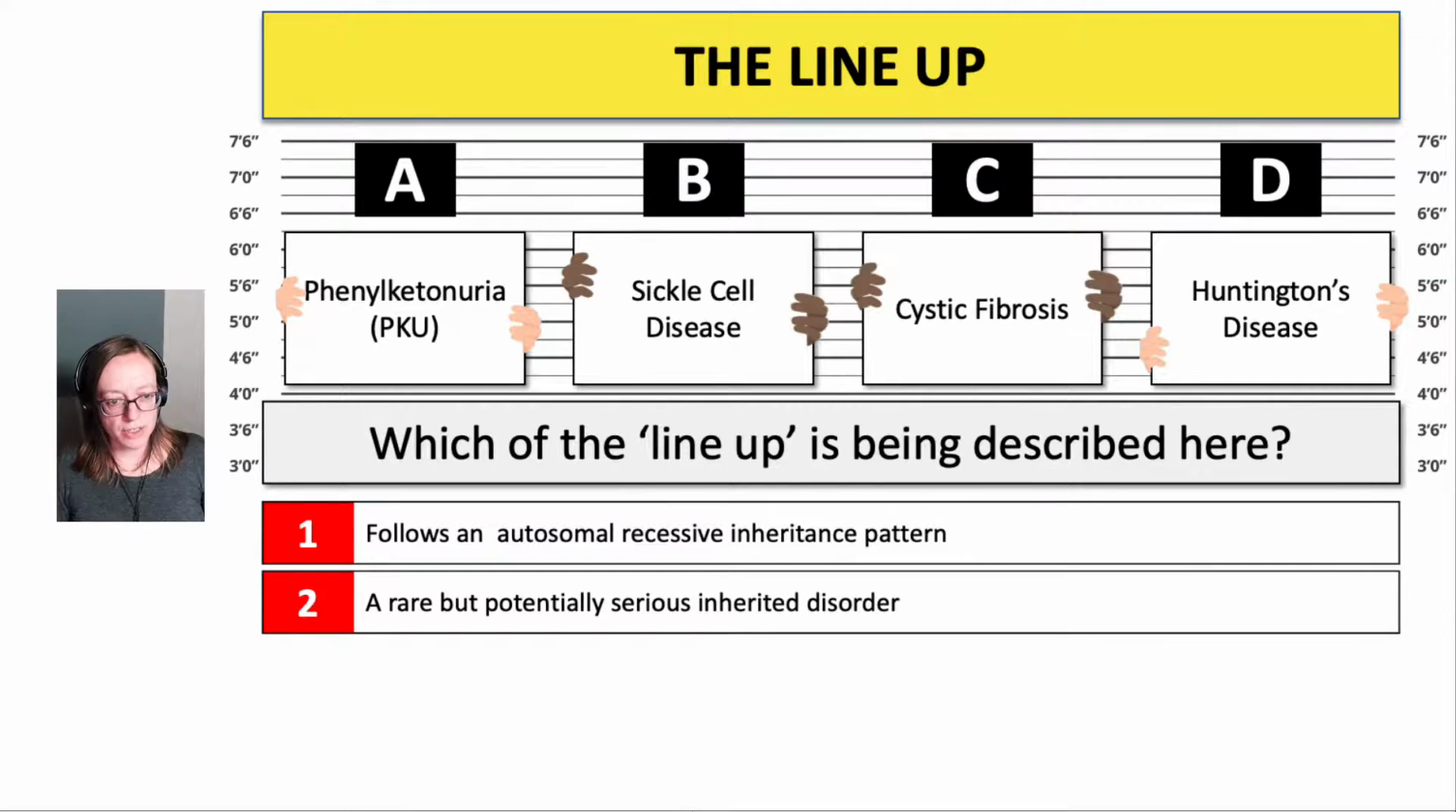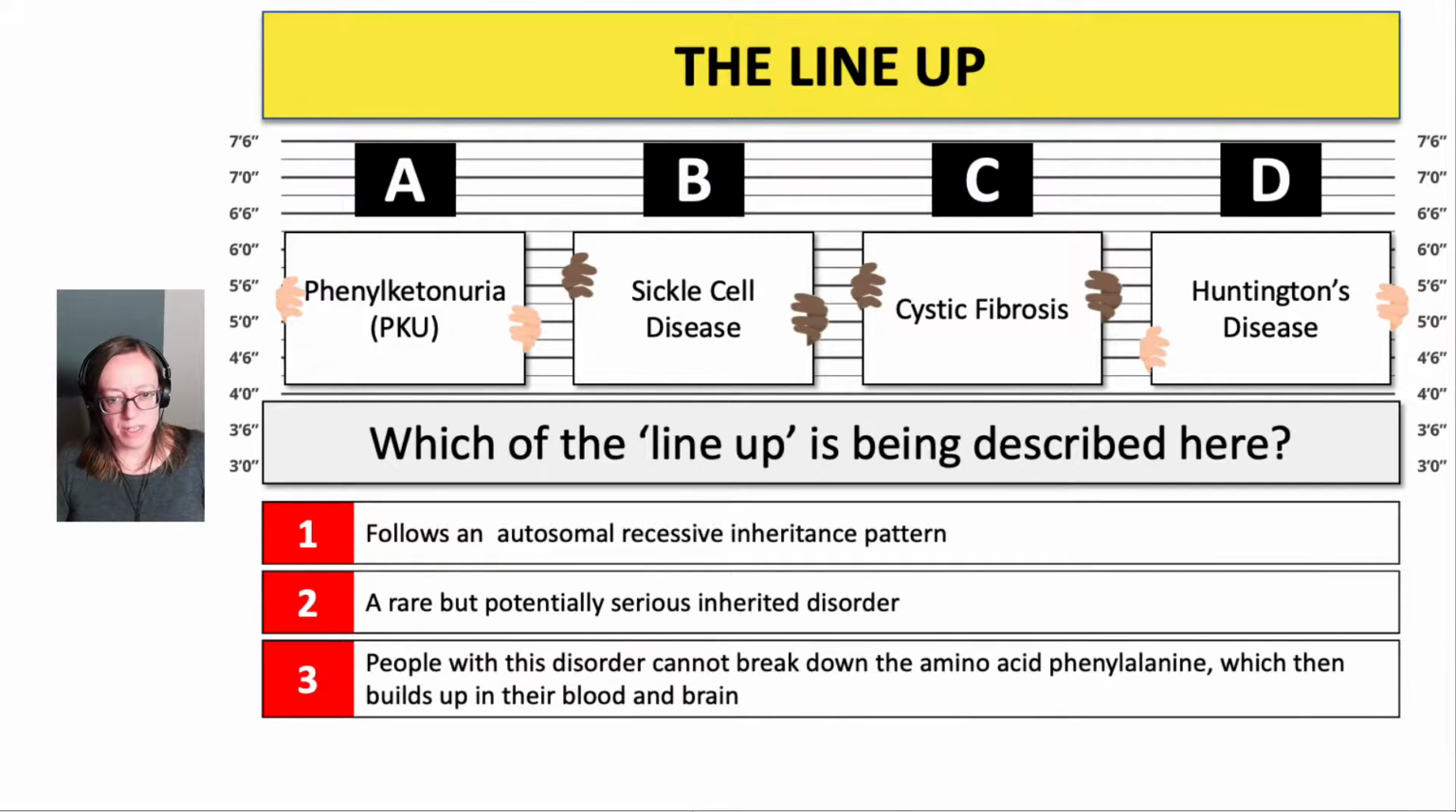Would anyone like to have a go at answering at this point? So, autosomal recessive, rare but potentially very serious inherited disorder. I'll give you the next clue. People with this disorder cannot break down the amino acid phenylalanine, which then builds up in their blood and their brain. Hopefully someone will get it from this.